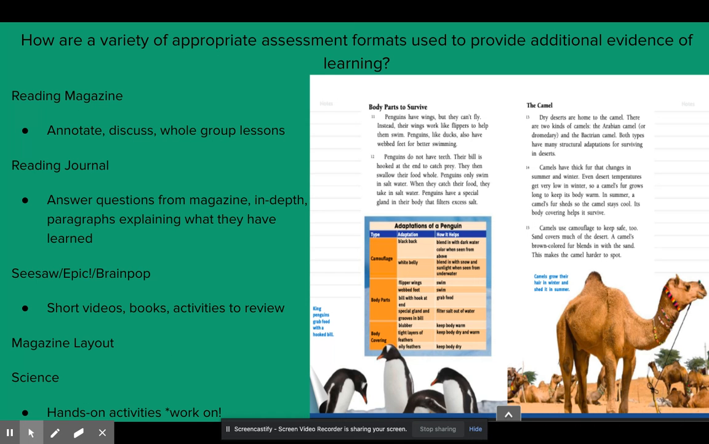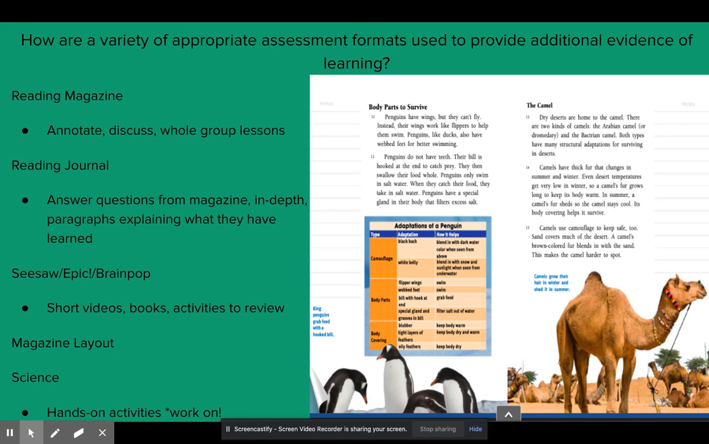So what we do to assess. So I use our reading magazines, we annotate, we discuss in our whole group lessons, our reading journals, and answer questions from the magazine. A lot of in-depth paragraphs are written about explaining what they have learned, in-depth writing. I use a lot of activities on Seesaw, which is an app, and we read books on Epic, and we do some Brain Pop videos. Our magazine layout is a great example of the assessment, and that's my main assessment.